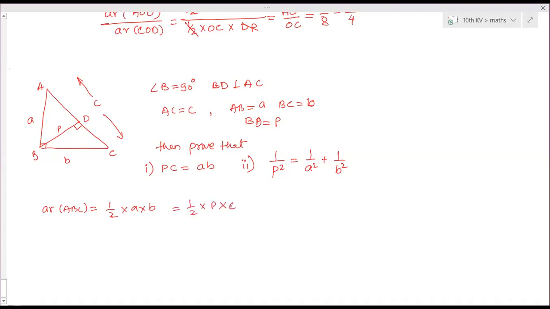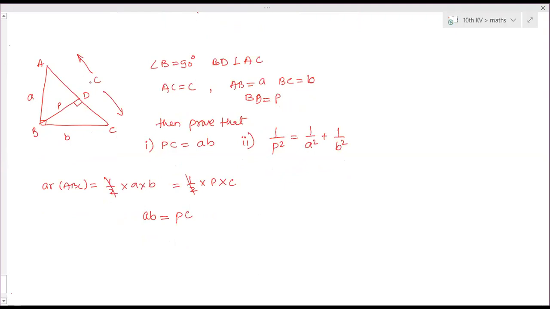Right. So half gets cancelled. If you take the area of a triangle by considering BC as the base, AB is the height. So half into base B into height A, so half into A into B. And then the same triangle's area we can find out by taking AC as the base and BD as the perpendicular. So half into C into P. So this half and this half get cancelled. So AB is equal to PC.